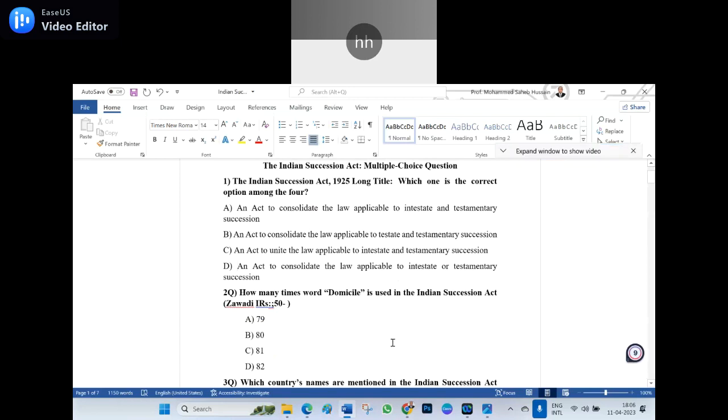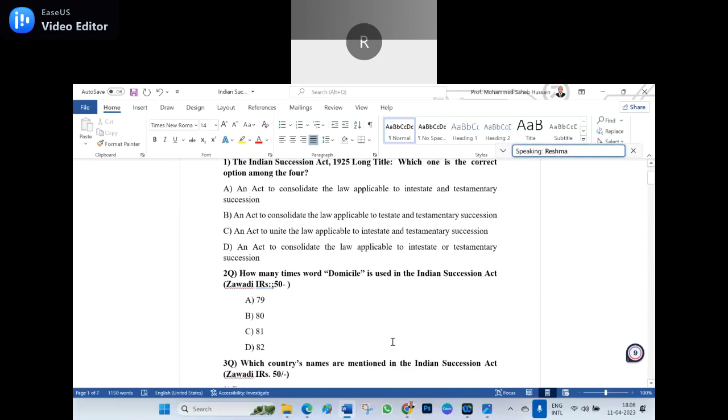And the second question: how many times is the word domicile used in the Indian Succession Act? A. 79, B. 80, C. 81, D. 82. I think B, sir, 80. Wrong. The right answer is 79.